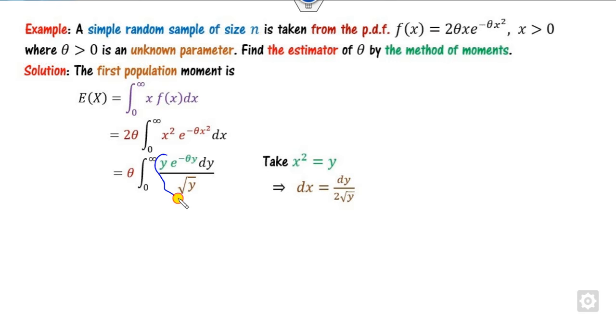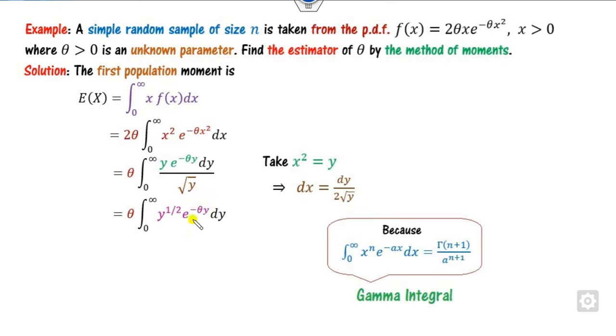Now you can see I can take this power as common, which can be written here. You can see this is nothing but my gamma integration. So here n is my half. You can substitute here, you will get this.